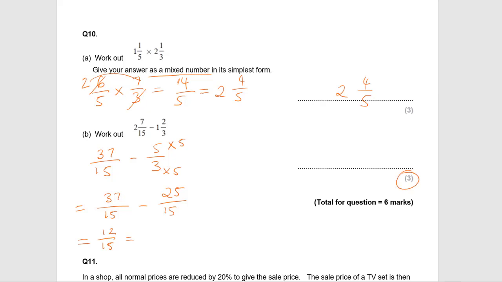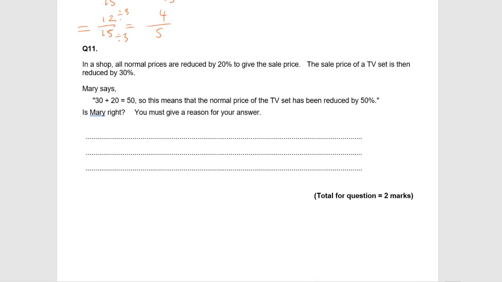It's got 3 marks on there. So yes, of course we need to simplify it. So divide by 3, top and bottom, 4 over 5. So final answer is 4 over 5. And the final question, number 11.